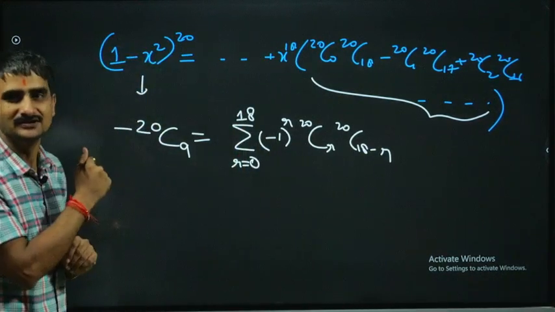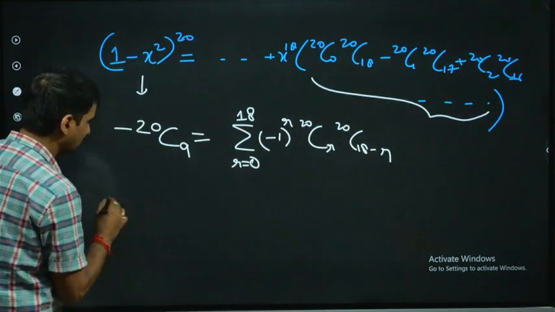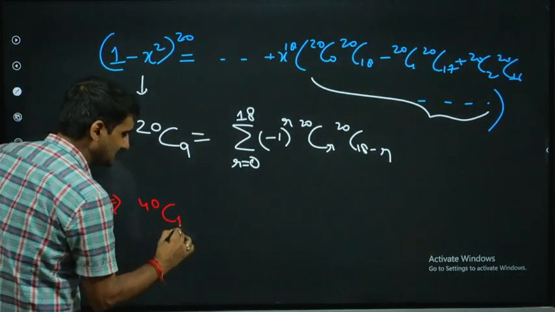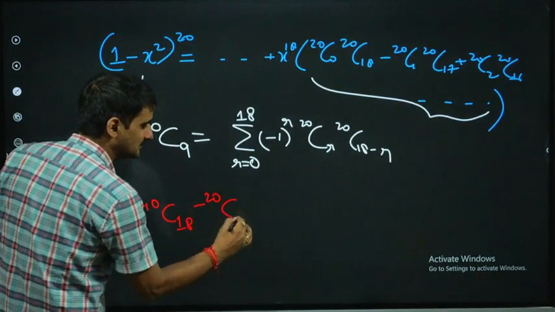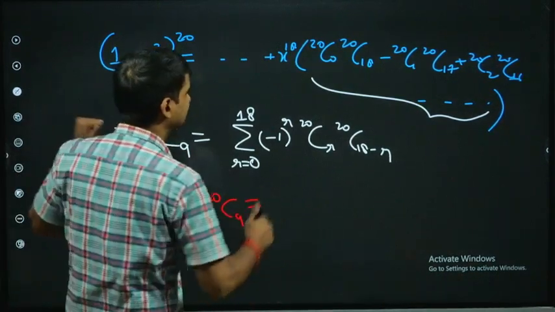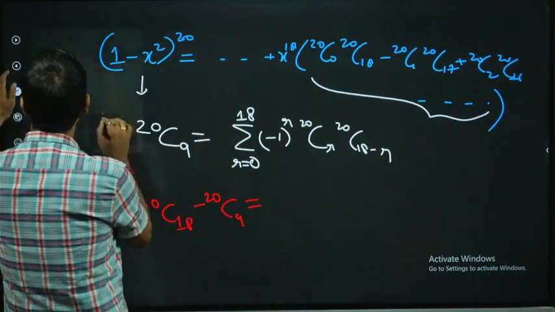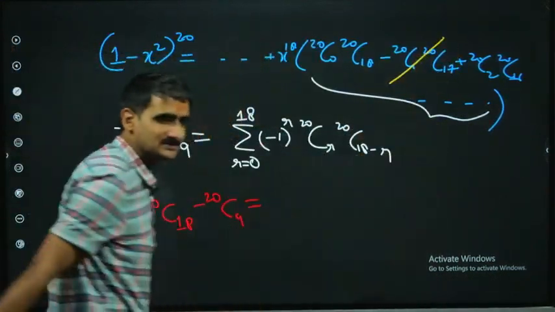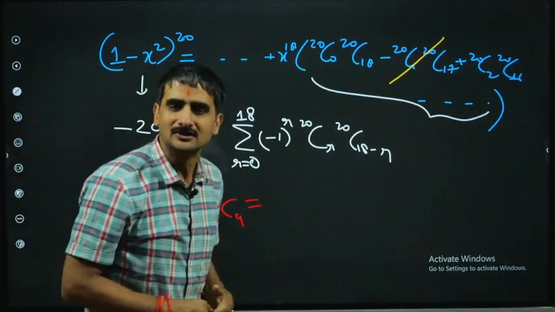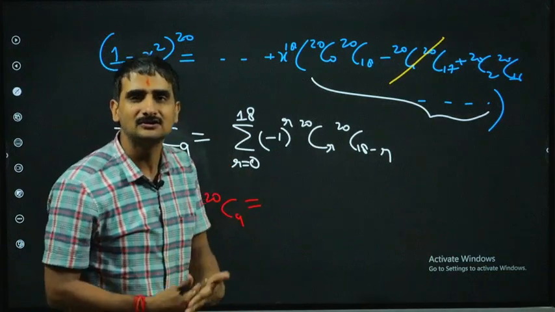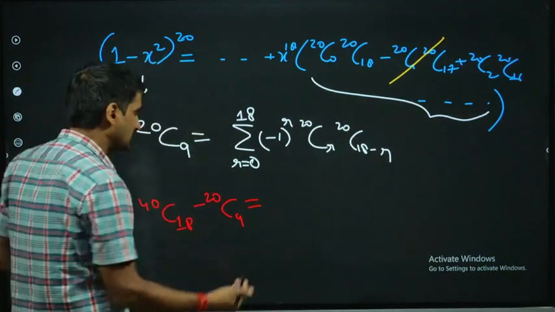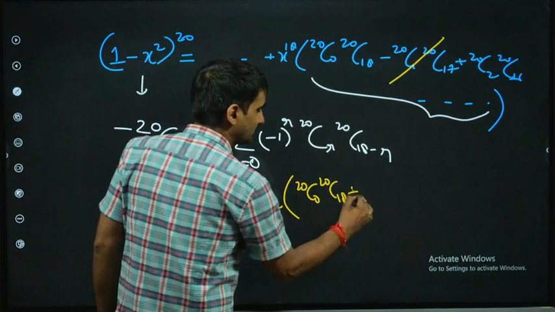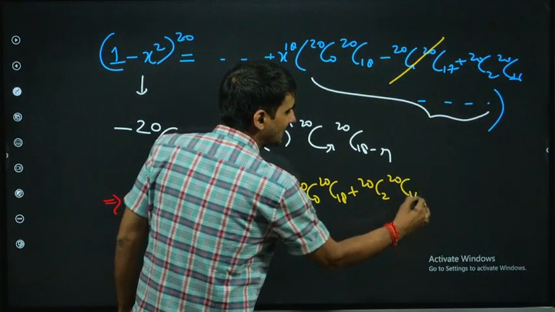Now add these two series, bachon. If you add these two series, what will we get? On the LHS we have 40C18 minus 20C9, and on the RHS, see, the odd terms will get cancelled here. The odd terms, so this is like 20C1, 20C17 minus 20C1, 20C17. Similarly 20C3, 20C15, all such odd terms will get cancelled. You will be left with even terms, and that too twice. So it's 20C0, 20C18 plus 20C2, 20C16 and so on.